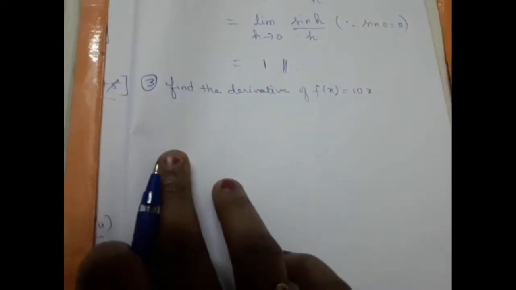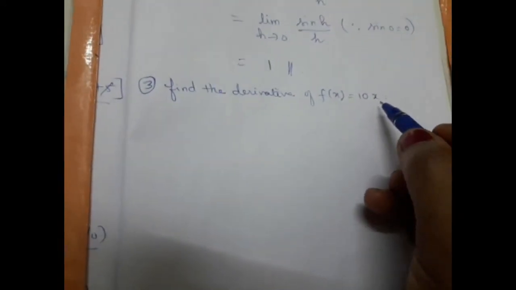It is denoted by f dash of x, which is limit h tends to 0, f of x plus h minus f of x divided by h. Now let us see a few problems on how to solve using the first principle of derivative. Now the question is, find the derivative of f of x, which is equal to 10x.